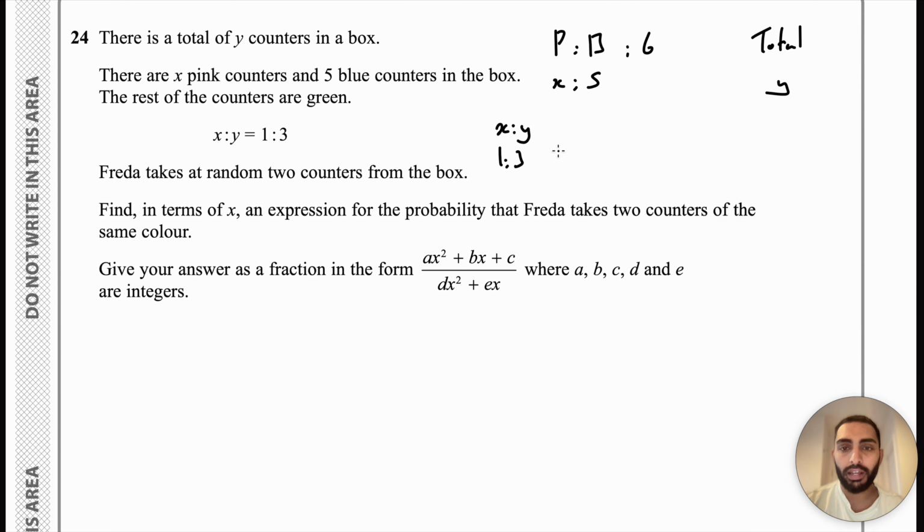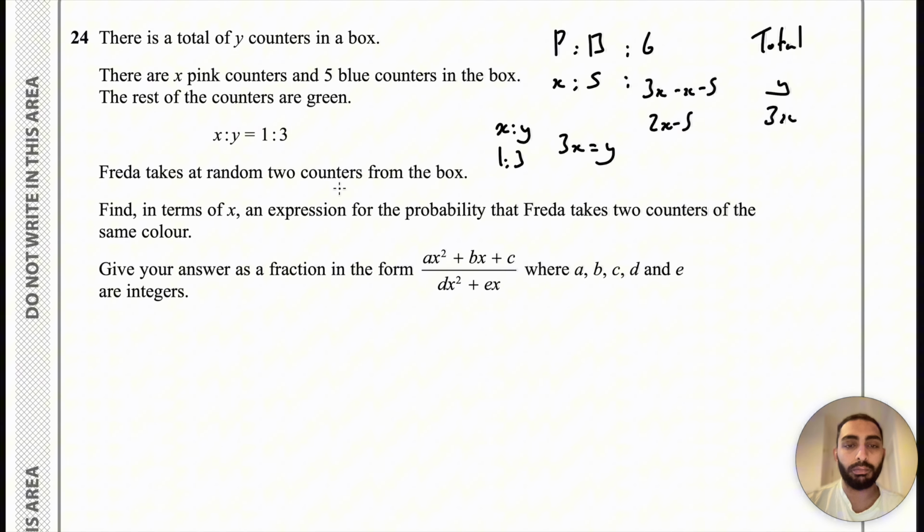So 3 times by x would be 3x, and y times by 1 is just y. So 3x is equal to y. So I can swap this y with 3x. It tells me that the greens are the remainder of the counters. So I can swap this green with 3x, which is the total of all of the counters, minus x, minus 5, which is the pink and the blue counters. 3x minus x is 2x, so it'd be 2x minus 5. So I know the green counters are 2x minus 5, the blues are 5, and the pinks are x.